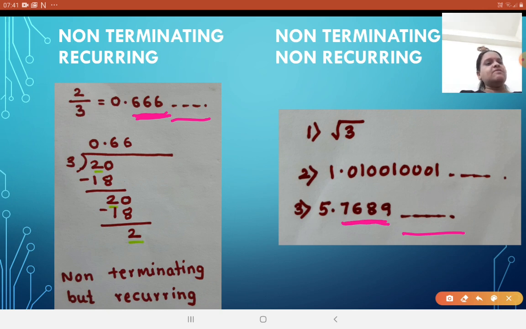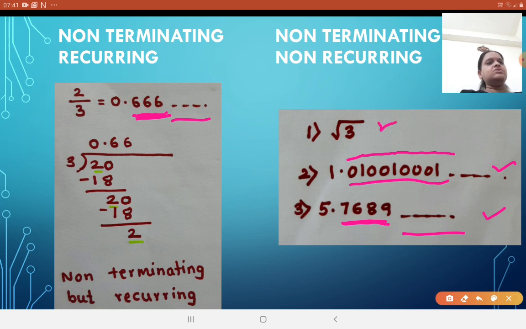So 5.7689, there is no repetition. You can see over here 0.1, then 0.01, 0.001. There is no group of numbers or a number repeating in the same form. Therefore these two numbers we can say are non-terminating, non-recurring numbers. Is the difference between recurring and non-recurring clear?